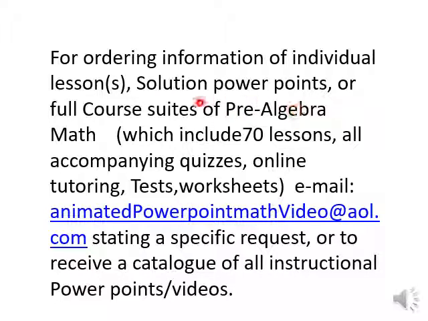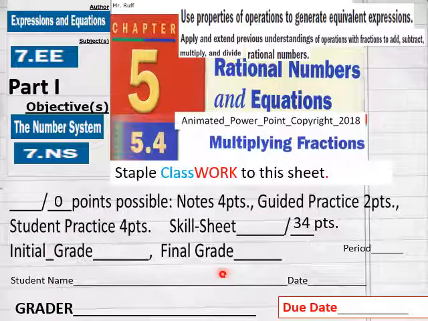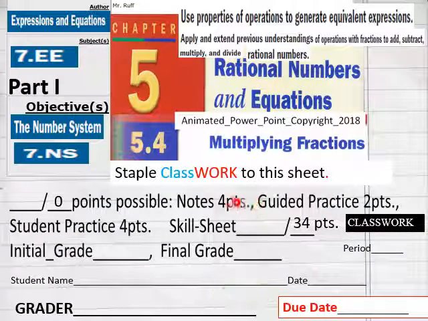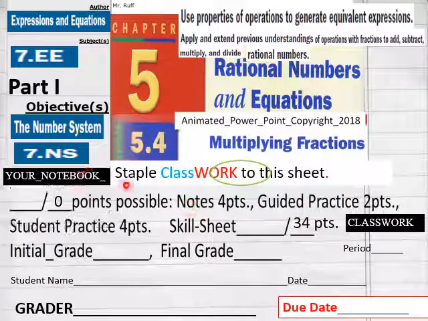Hello everybody, getting ready to do lesson 5.4 of Pre-Algebra Math Part 1. Today we have a skill sheet worth 34 points, and we have a 0-point notebook. Responsibility, multiplying fractions is our lesson today.